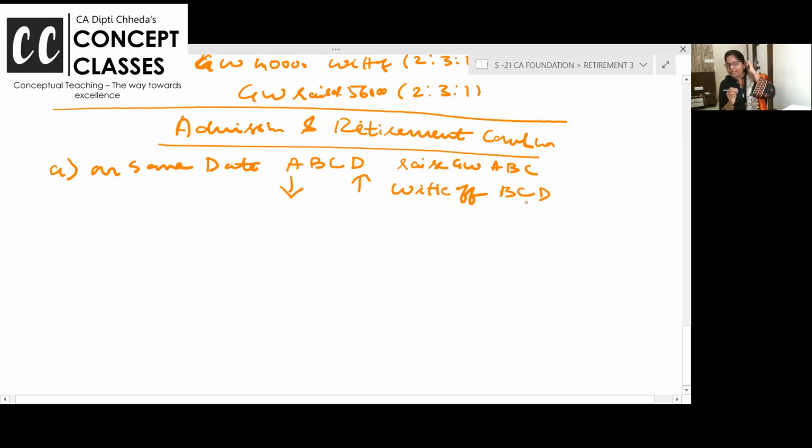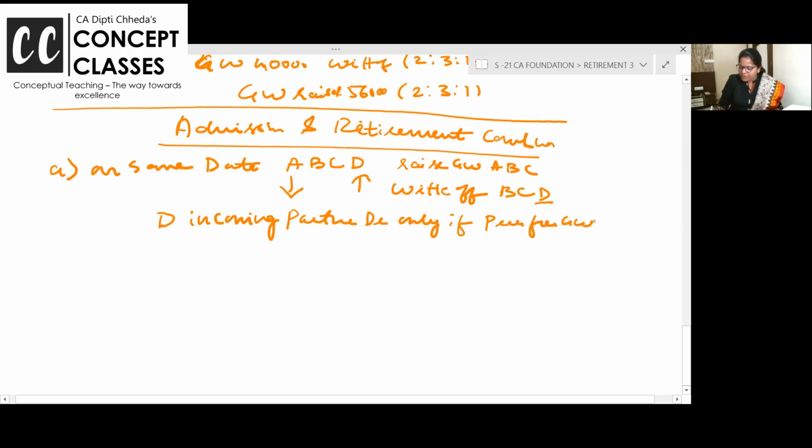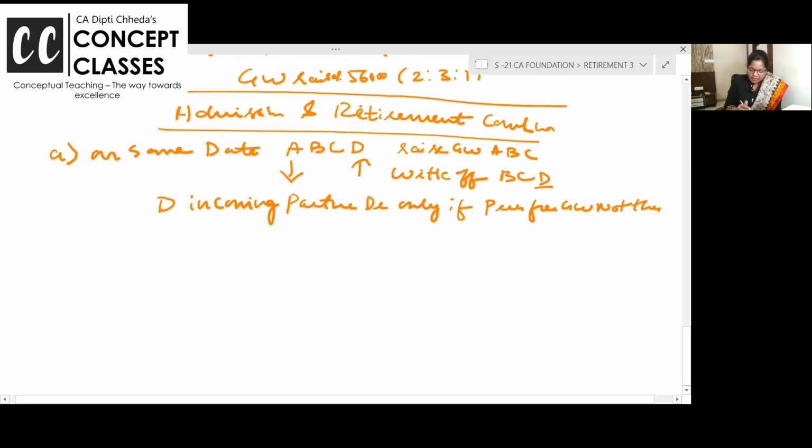आपको समझ में आया है नहीं? Raise the goodwill A, B, C. Write off B, C, D. और D को तब भी क्या डेबिट करोगे? D, who is D? Incoming partner. Debit only if premium for goodwill is not there. If D is bringing premium for goodwill, why will you debit him? Is this clear or not? A is going out, right?